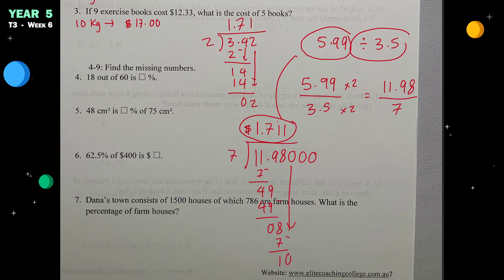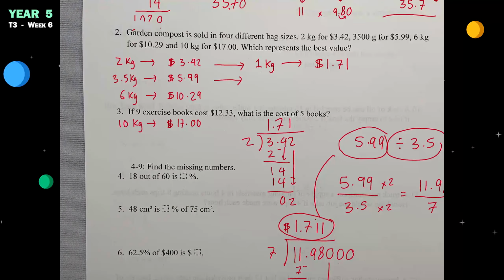This is $1.71. So for this one, 1 kilogram would be $1.71. You can have another 1 there, but that rounds to 71 anyway. Actually, I'll put it in just to show you that this one is going to be more. This one is cheaper than this one, for example. You can compare it like that.